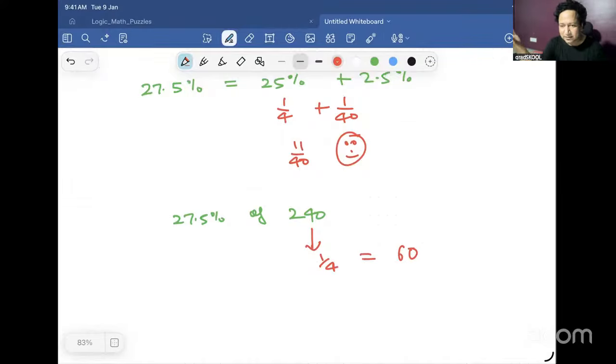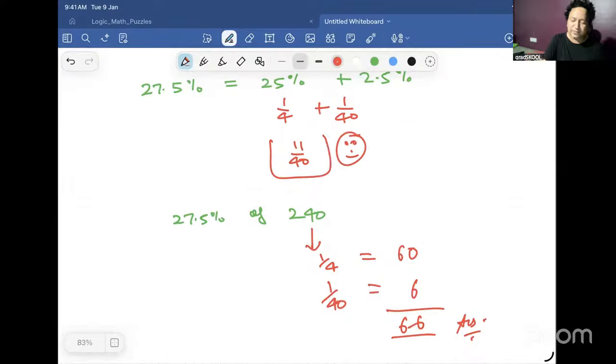Because 4 60s are 240. And now if 1 by 4 is 60, 1 by 40 will be 6. Yes or no? So we get 66 and that's the answer. You don't even need to write 1 by 40, I'm just showing it to you here. If you want to calculate, this is how you can do it in your mind.